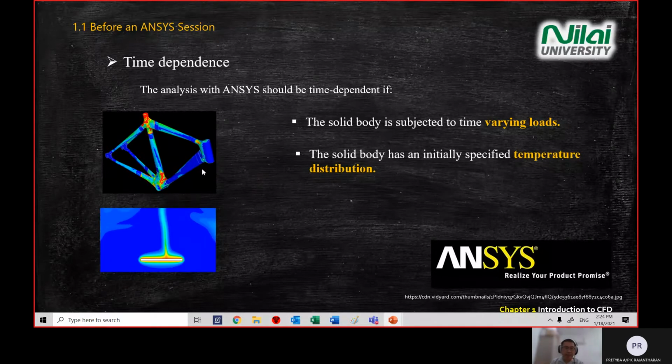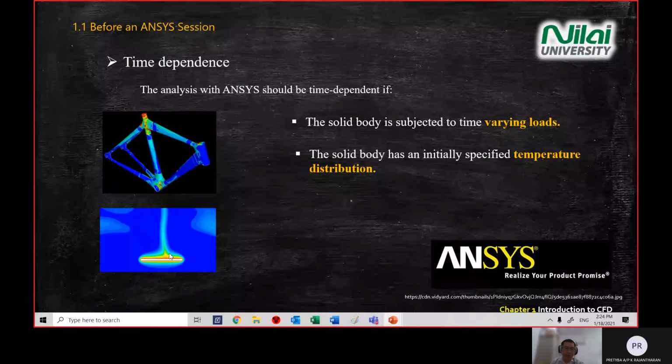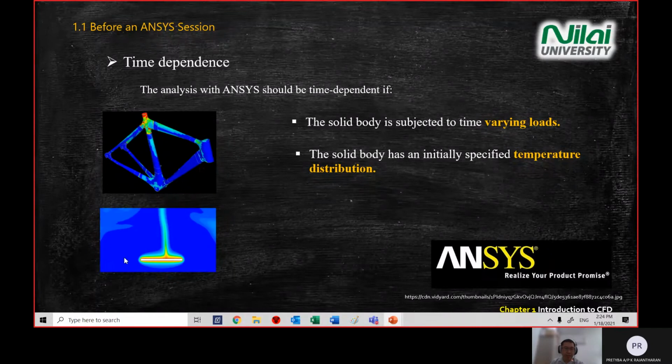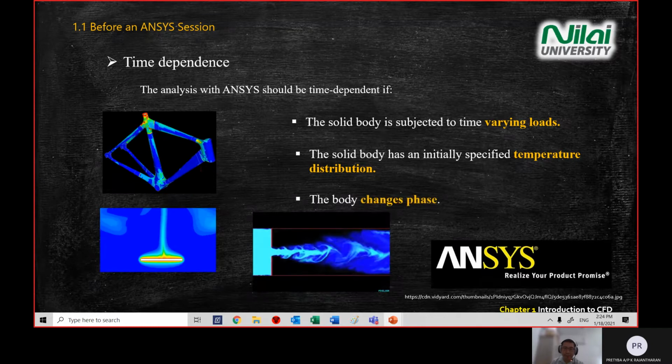The first one is loading. The second one is temperature. If your temperature is changing by the time, like this on the screen here, you'll see the temperature surrounding the plate here is changing when you change the time. So T equal to 0, T equal to 10 seconds will be different. So you need to be careful when you need to simulate something that is time dependent. Most of the time nowadays, we look at time dependent problems.